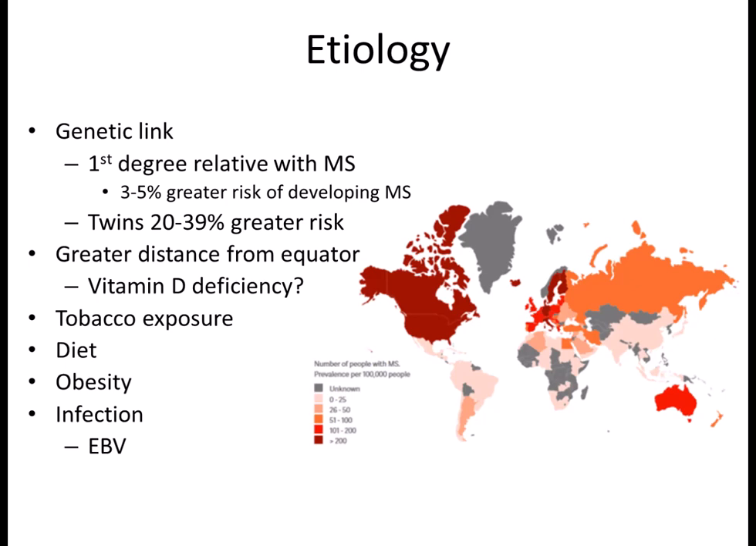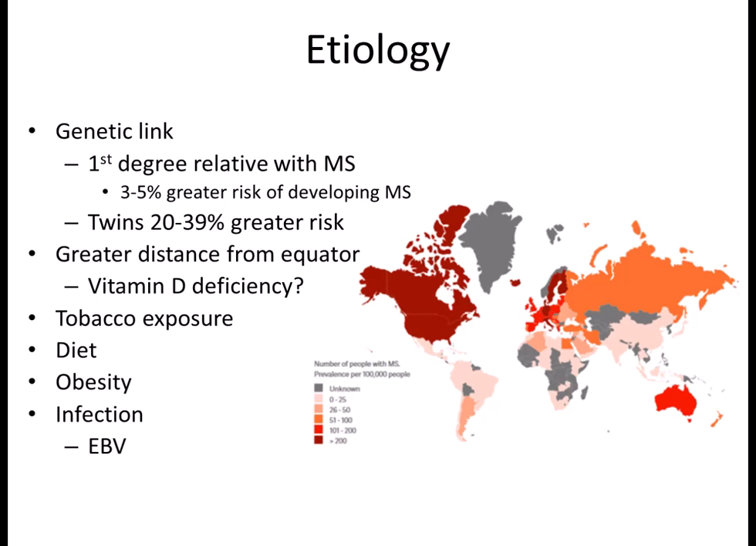To acquire MS, there appears to be some sort of genetic link, since if you have a first-degree relative with MS, you have a 3 to 5% greater risk of developing MS. It's also been shown that if one twin has MS, then the other twin has a 20 to 39% greater risk of developing MS during their lifetime.